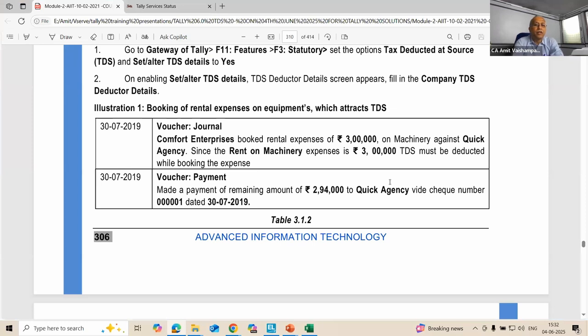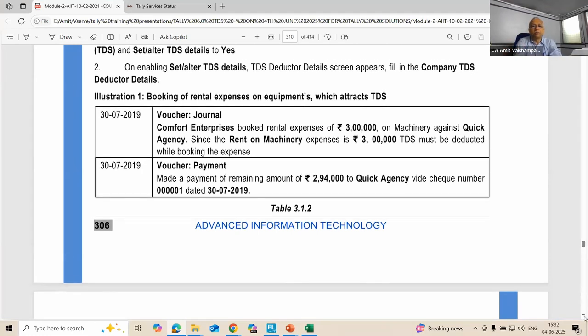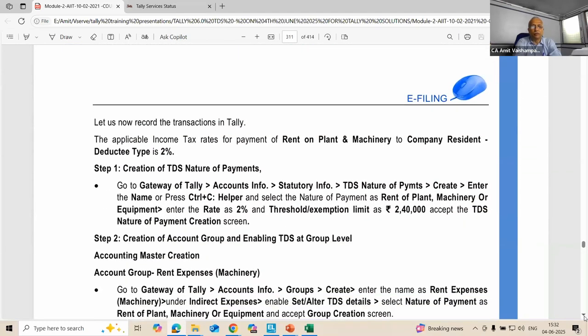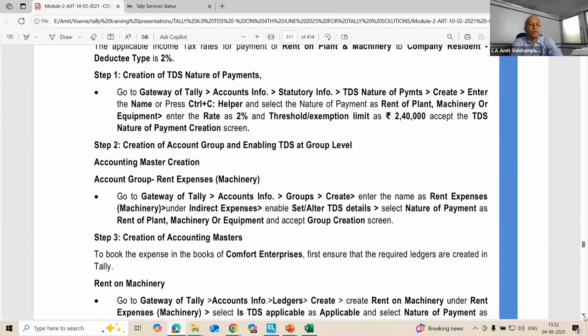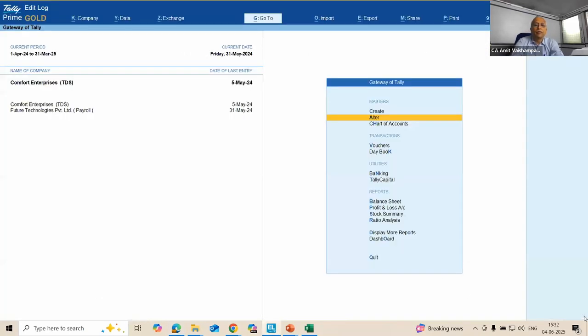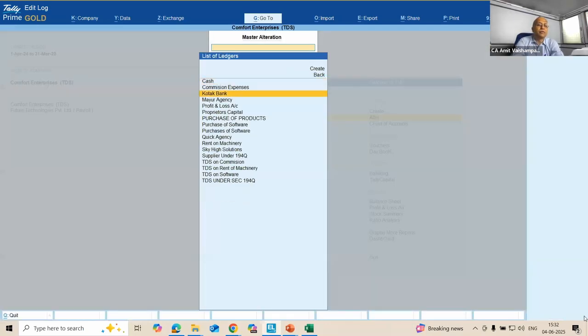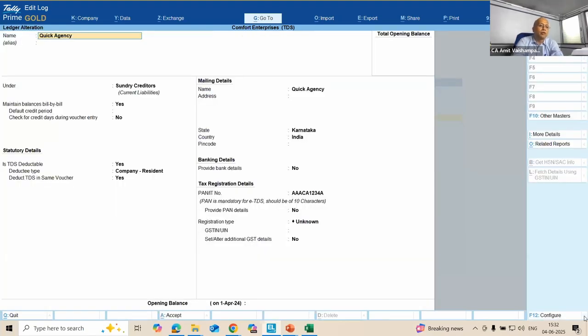So first one is this rent on machinery. Along with TDS nature of payment, we also have to create a supplier, expense ledger, and a TDS ledger. So we have created these other 4 configurations. So we need a ledger. In this case, we have created this quick agency, who's a supplier for this particular rental activity, and we have created this as a supplier.